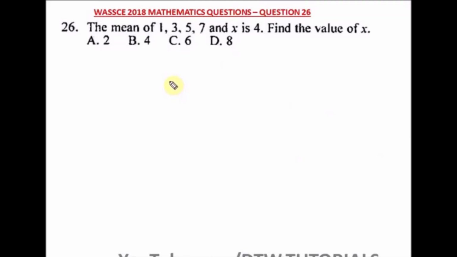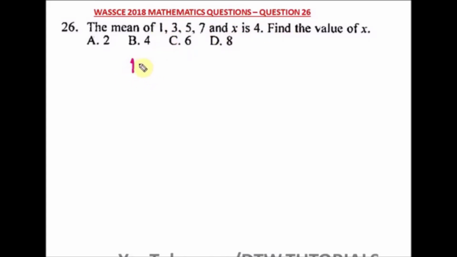Question 26 of WAEC 2018 mathematics past question. It says the mean of 1, 3, 4, 3, 5, 7 and x is 4. Find the value of x. I hope you remember the formula to find the mean.